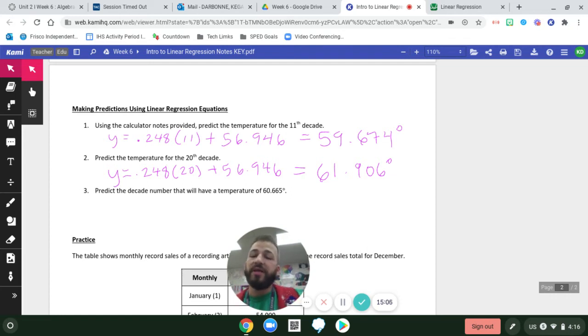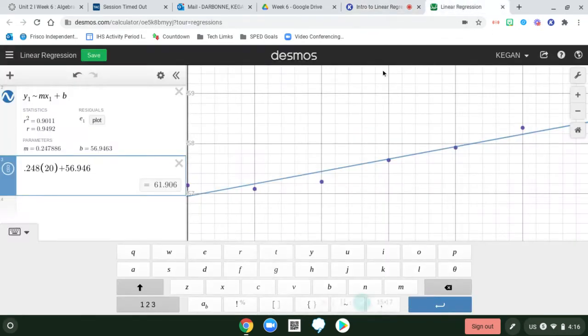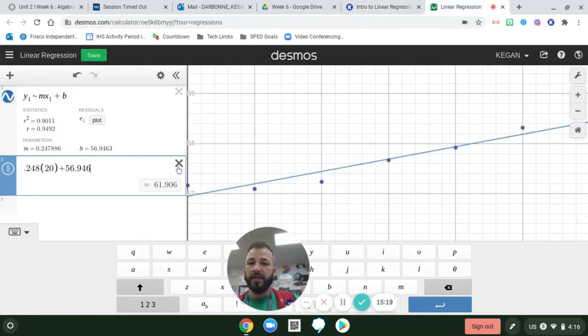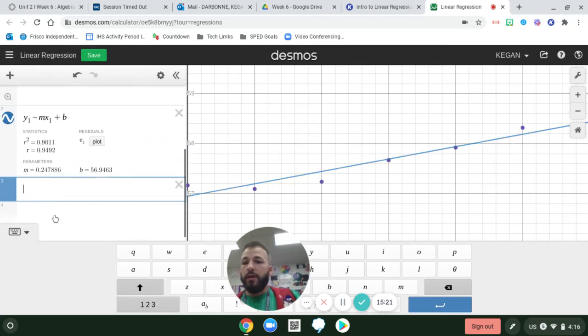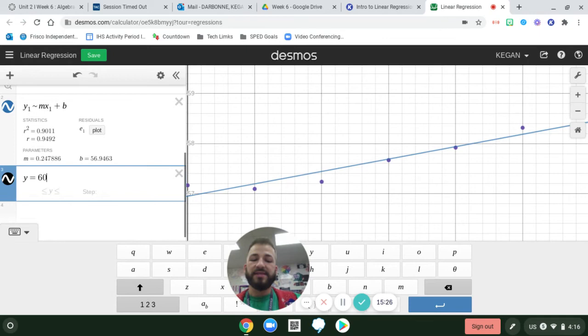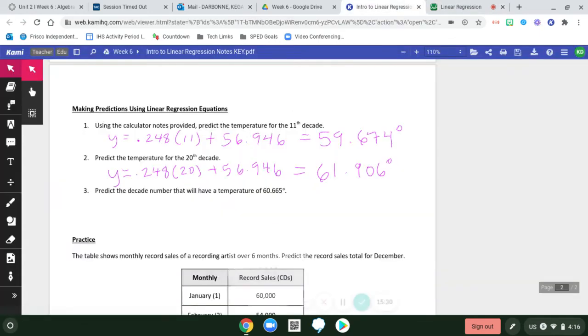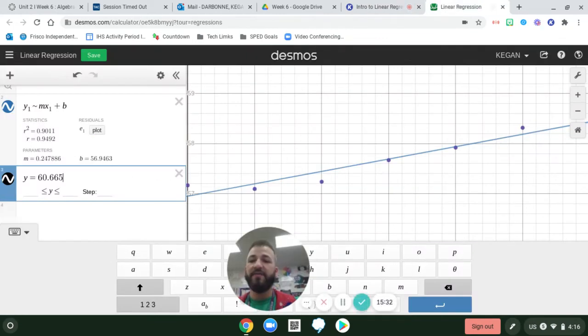One way we could do this is to plug in for y and solve it out. But using our Desmos calculator, there's another way we can solve this. Since I've given you a y value, we can go over here to our graph. I'm going to delete this one, and we can just type in y equals 60.665 exactly as it is.